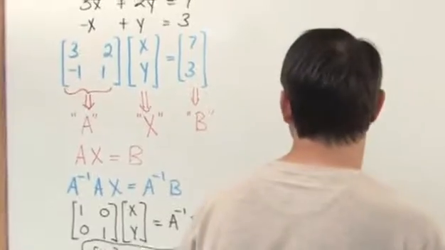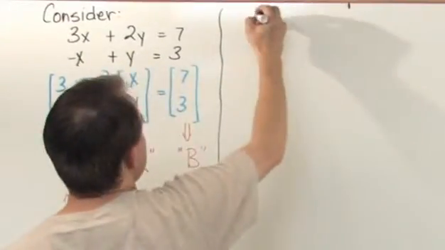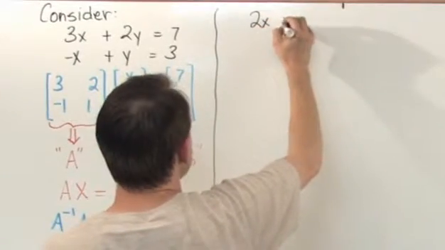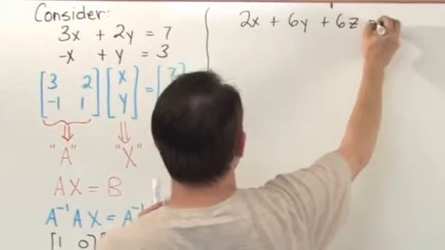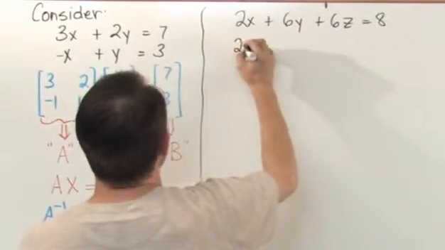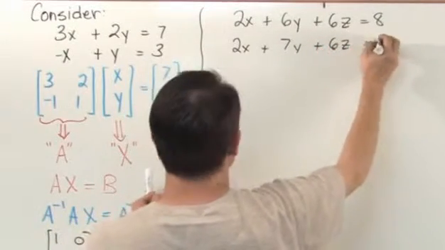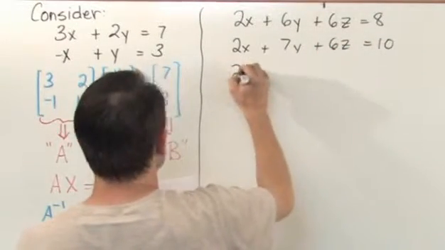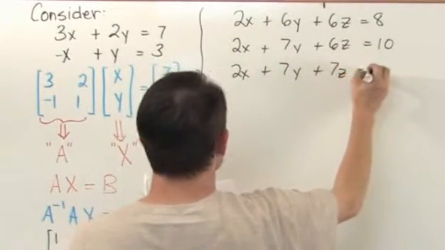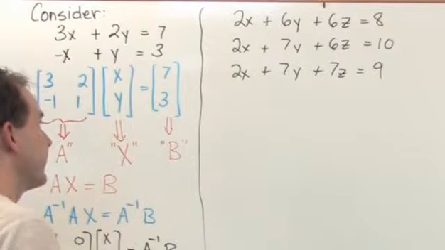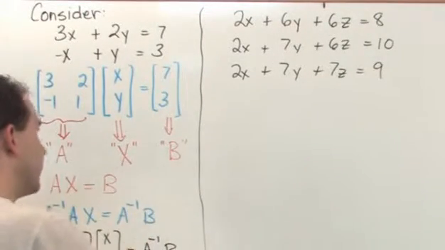Let's say you were given a system of equations that looked like this. Let's say you had 2x plus 6y plus 6z is equal to 8. You had 2x plus 7y plus 6z is equal to 10. And you had 2x plus 7y plus 7z is equal to 9. Now don't be frightened because this is a 3 by 3. The same exact principle applies.